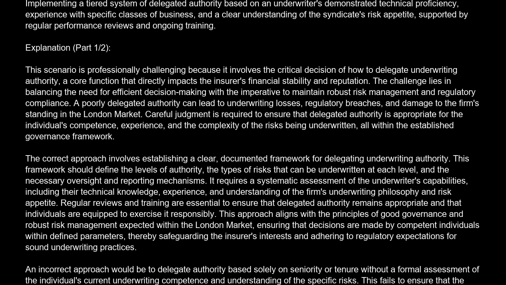Regular reviews and training are essential to ensure that delegated authority remains appropriate and that individuals are equipped to exercise it responsibly. This approach aligns with the principles of good governance and robust risk management expected within the London market, ensuring that decisions are made by competent individuals within defined parameters, thereby safeguarding the insurer's interests and adhering to regulatory expectations for sound underwriting practices.